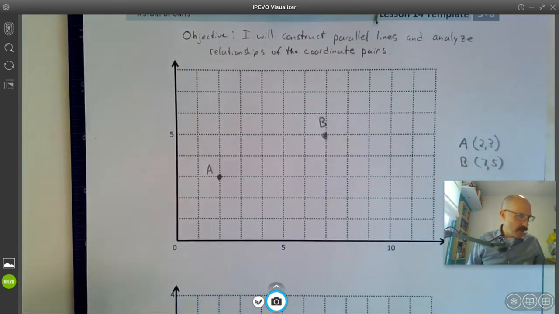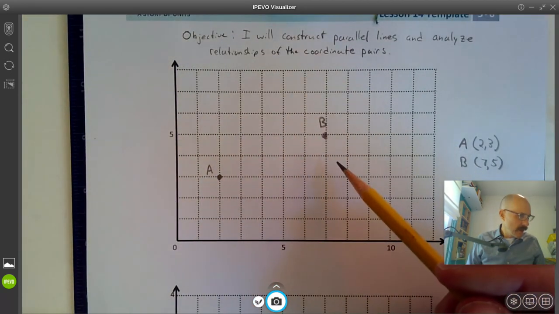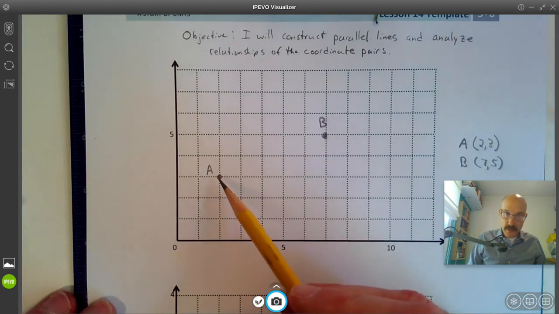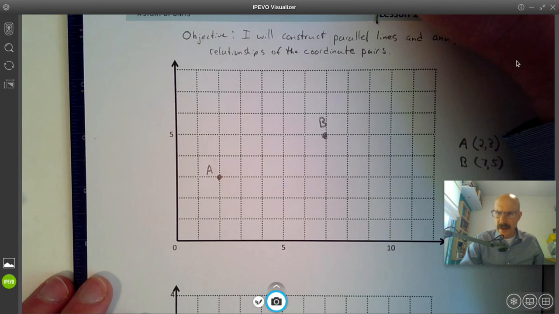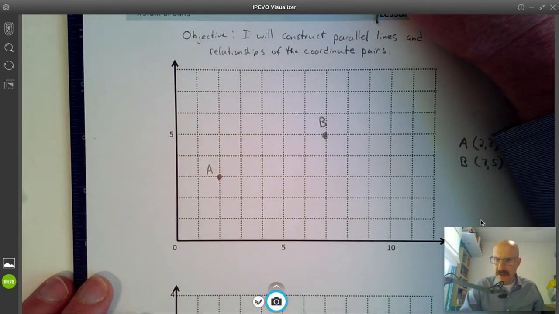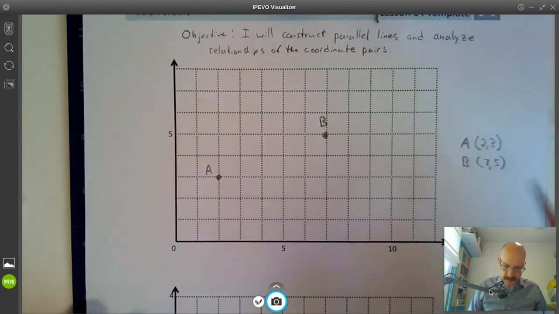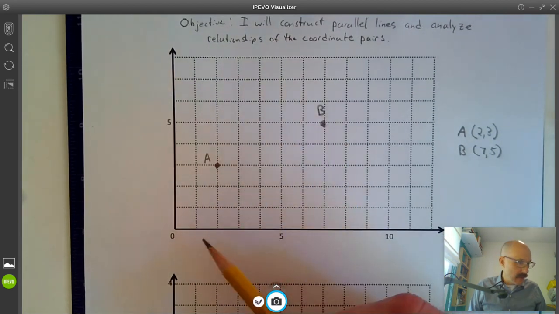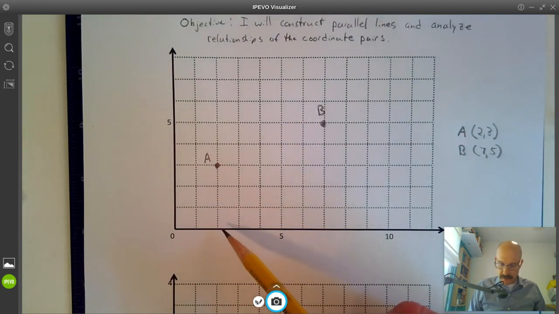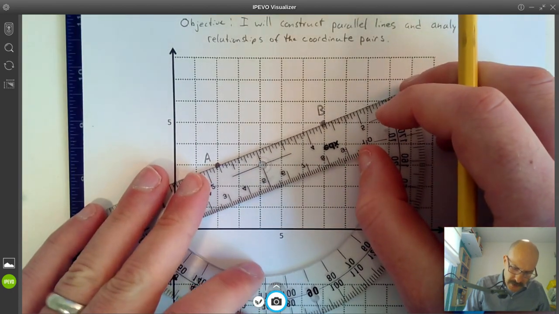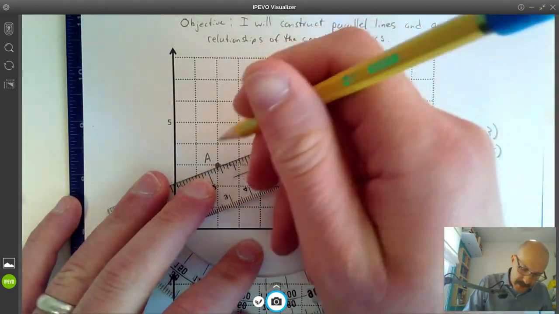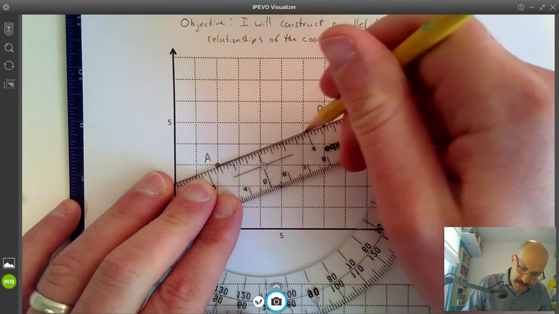So, pretty cool stuff. And what I'm starting with here is points A and B. Point A is 2, 3, B is 7, 5. So, you're going to move this. So I just plotted those points, A, B, and 7, 5. And what I'd like to do is make a parallel line segment on this coordinate plane.